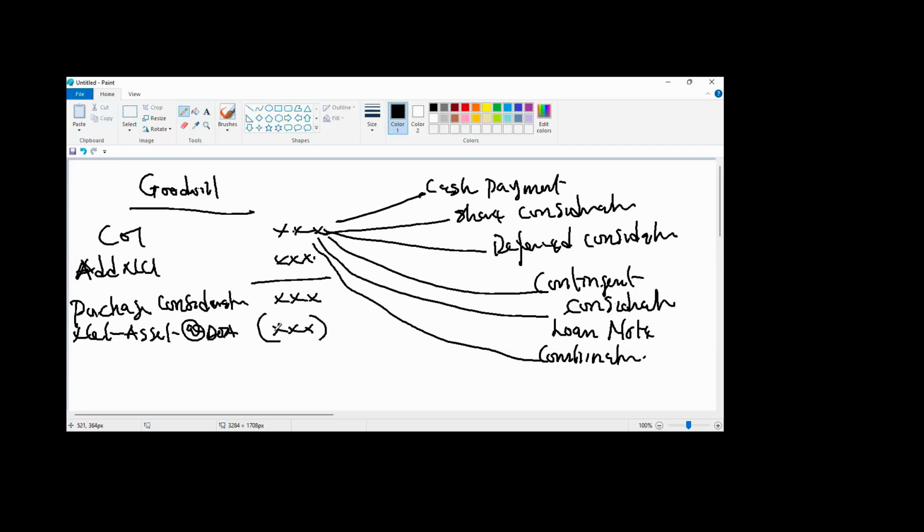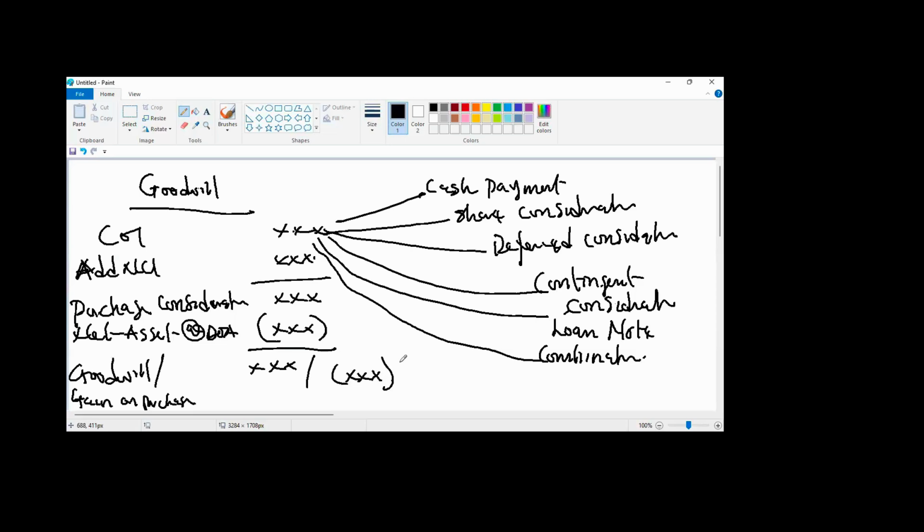Goodwill or gain on bargain purchase, which one has negative goodwill. This is what we have done.